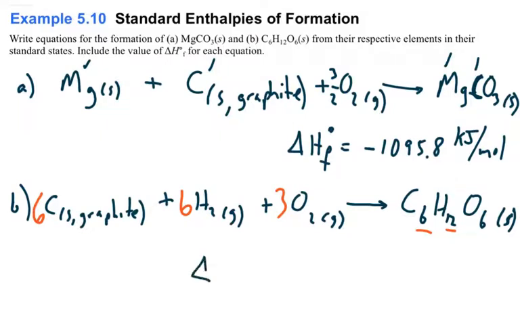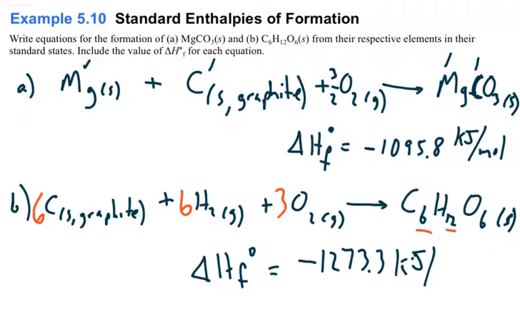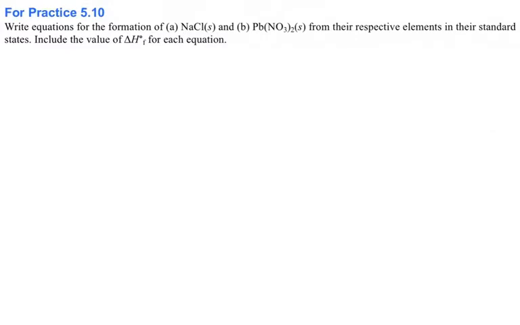Now the delta H of formation for glucose, and this again comes from a table, is negative 1,273.3 kilojoules per mole. Okay, so these are the first 2 that we have. I have 2 more examples that I'm going to show you. If we go here, these are the next 2, and these are found on the Chapter 5 PowerPoint.